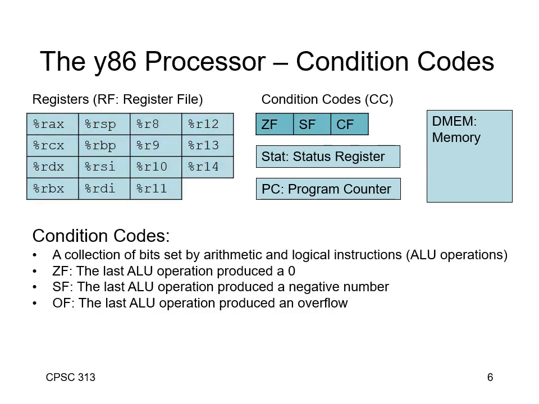The next part of the visible architecture are the condition codes. The y86 has 3 condition codes: a 0 flag, a sign flag, and an overflow flag. These condition codes are set on arithmetic or logical operations, and you'll see that we can use those to do conditional instructions like jumps and moves.